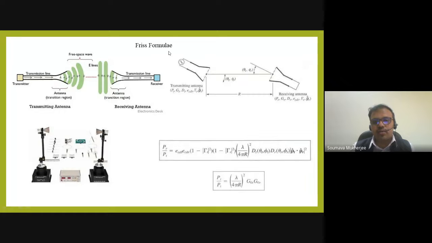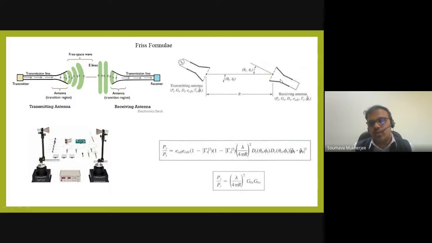And typically we use the Friis formula. Here I have mentioned both the generalized one as well as the conventional one, and this is what we typically use. So if we know the gain of one antenna, we can measure the gain of the other antenna from this formula, because we know the distance between them and the operating wavelength. We can calculate PT and PR. PT is known because it is transmitted, and in the receiver we detect PR, the received power. We take the ratio of them and put in the values of lambda and R.